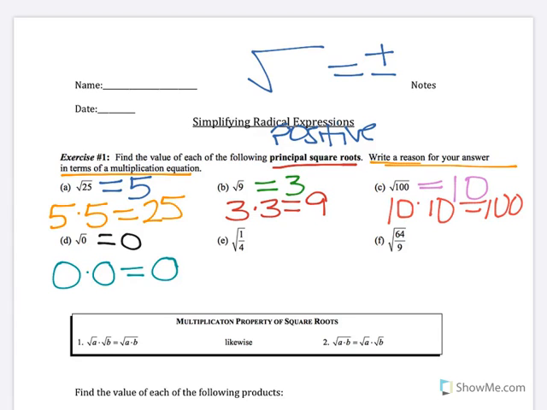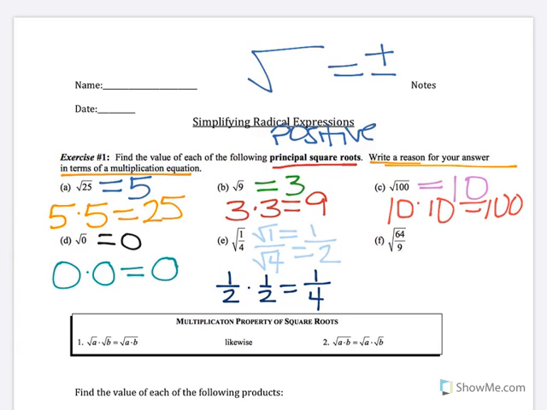When we move on to fractions, when you take the square root of a fraction, one thing that you can focus on is taking the square root of each part. So the square root of 1 is 1, and the square root of 4 is 2, so the square root of 1/4 would be 1/2. And we can show that 1/2 times 1/2 is equal to 1/4.